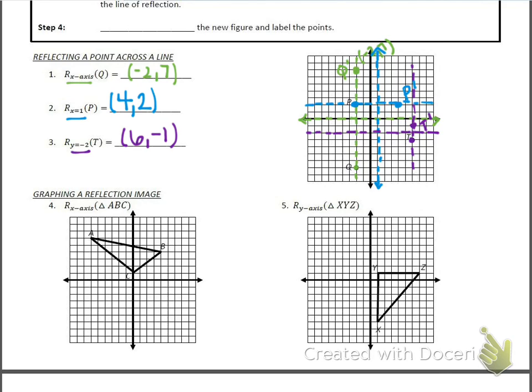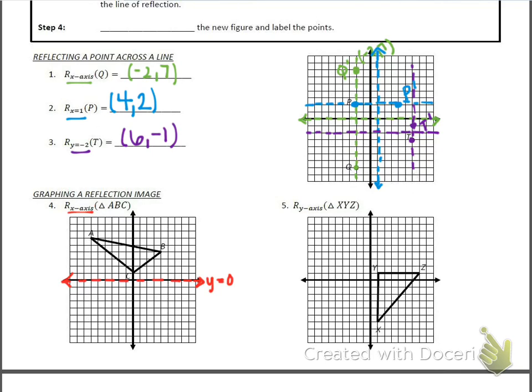So, number 4. We are reflecting triangle ABC across what line of reflection? The x-axis. So the x-axis is horizontal. Question, guys, why is the x-axis horizontal when we have an equation x equals, it's vertical? Any ideas? Do you know what the equation of the y-axis is? It's not even x equals anything. It's y equals 0.